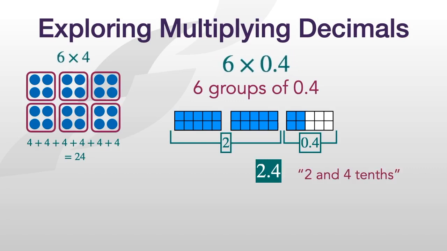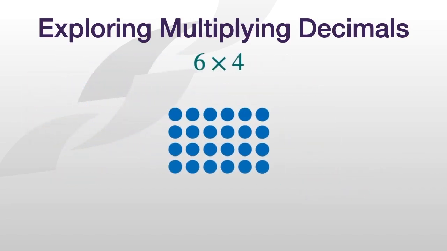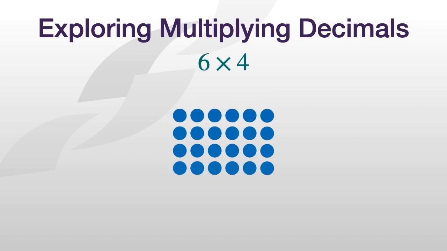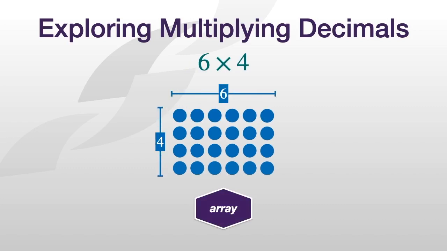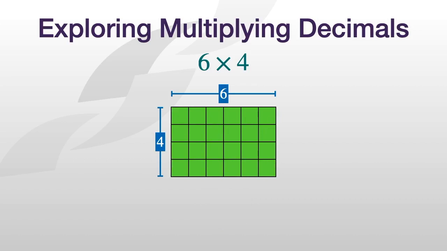Let's compare and connect these two products. In both cases, we can count 24. But on the left, we are counting 24 ones. On the right, we are counting 24 tenths. Another way we can look at 6 times 4 is with an array, which in this case is an arrangement in 4 rows and 6 columns. We can also convert this array into a rectangle. This is called an area model because its area represents the product of the dimensions 6 and 4.